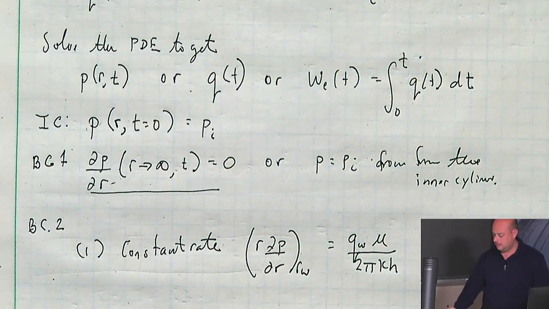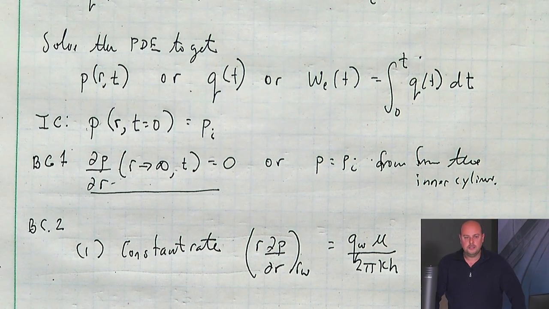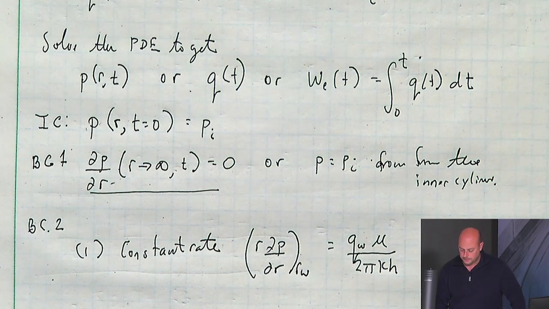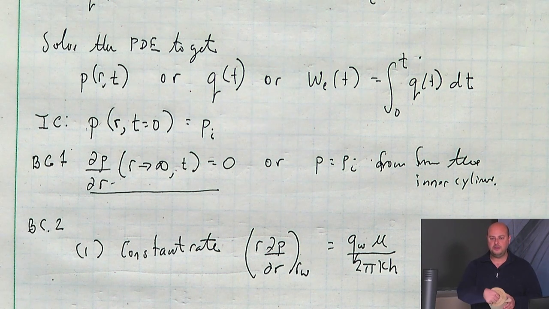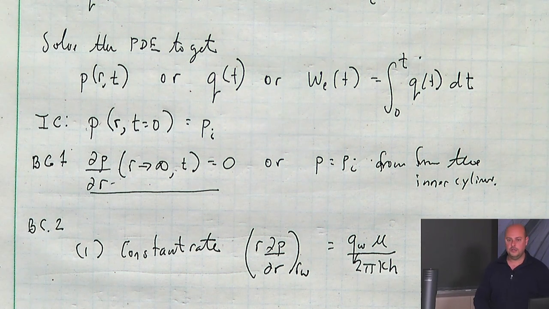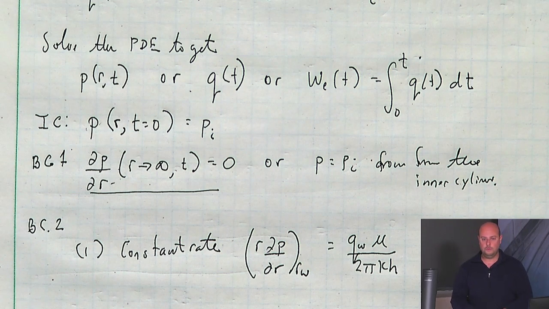Okay. That might look a little weird, but that's basically Darcy's law in radial coordinates. So the rate is proportional to the pressure gradient. So if you had a constant rate well, you'd be specifying the rate that comes out, and that doesn't change with time. So that might be 1,000 barrels per day. Okay. That is the boundary condition I use in the video that you almost definitely used in Reservoir 1.